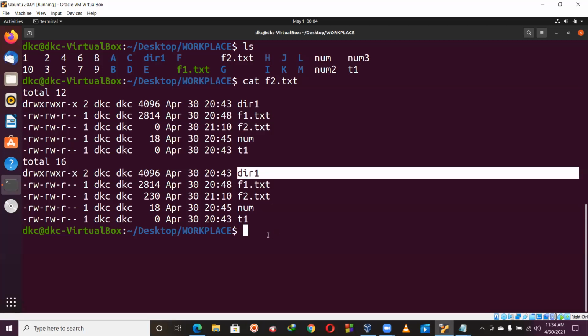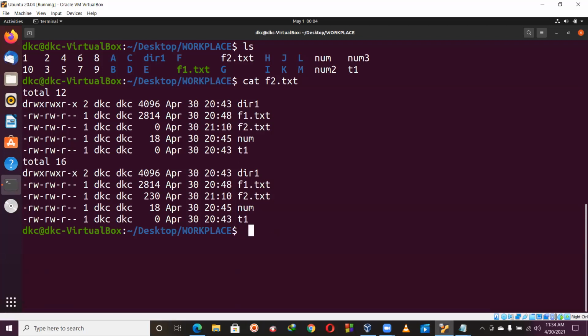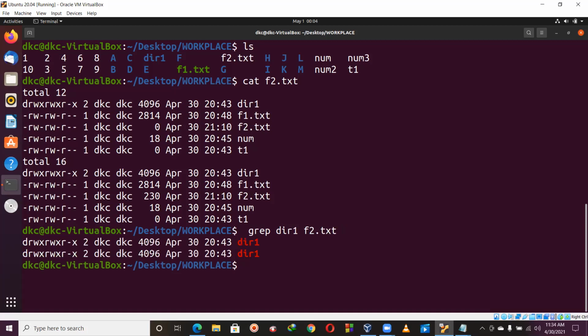Now you tell me how to use the syntax. First, grep. Next, you tell me, please. dir1. Next, f2.txt, the file in which you want to search. Very simple. Now, observe all of you. How many lines do you get in the output? Only 2 lines. Yes or no?